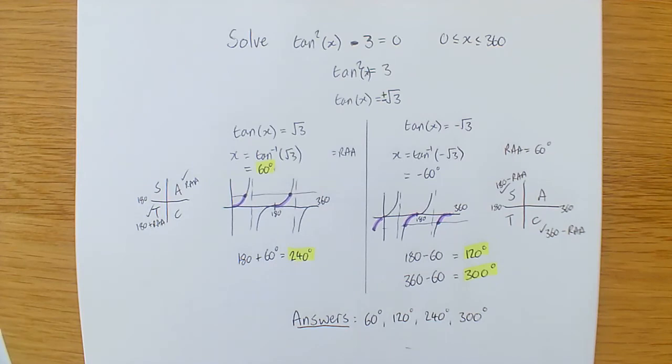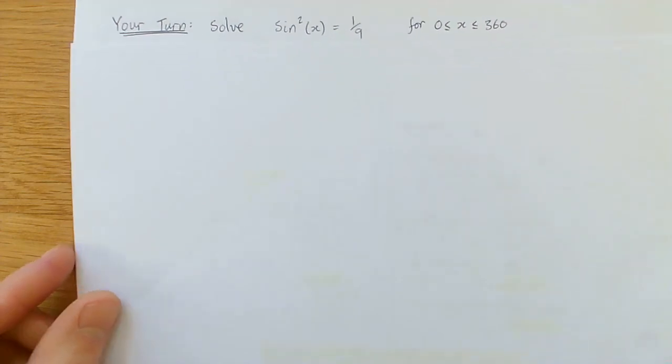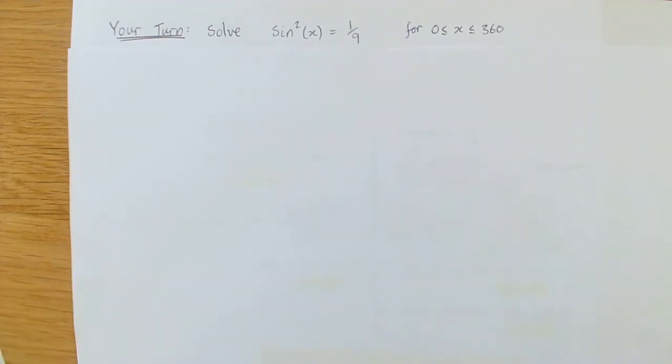So one for you to have a go at. Now I'm going to do the your turn a wee bit differently this week. Here is the question. Pause the video and have a go at it there. Sine squared of x equals 1/9. Try the question, and then I'm just going to show you the answer this week, because otherwise the video would be massively long. So pause, have a go at it, and then I'll show you the answer in a minute and talk through it.